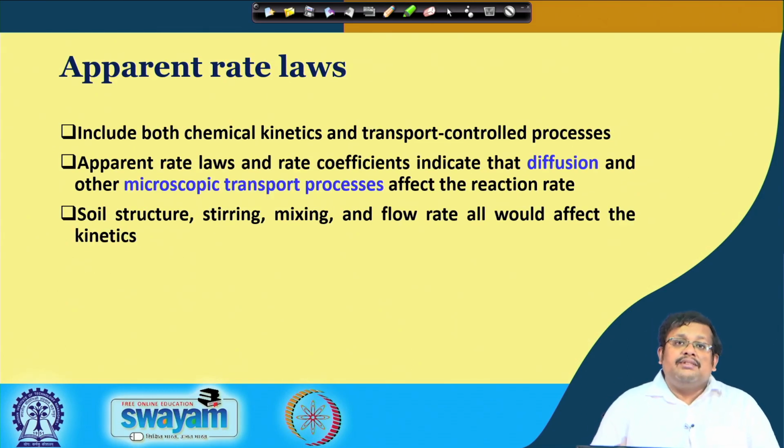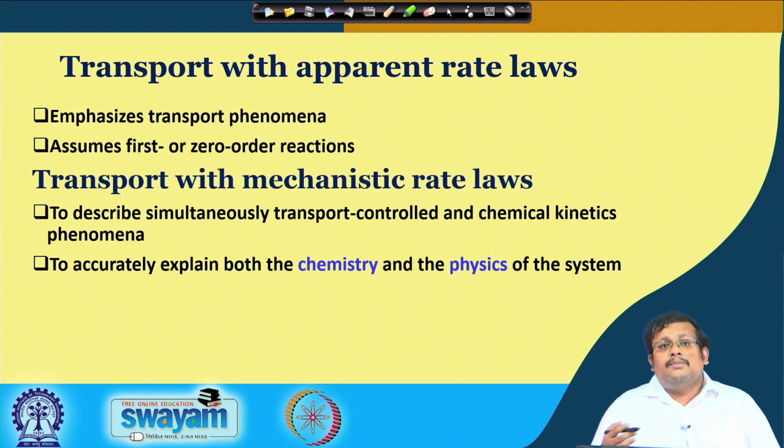The second type is the apparent rate law, where we consider both kinetics and transport control processes. The third one is transport with apparent rate laws, which emphasizes transport phenomena and assumes first or zero order reaction. What is a first order reaction, what is a zero order reaction, we will learn today. And the fourth one is transport with mechanistic rate laws, which can describe transport control and chemical kinetics phenomena simultaneously. It basically encompasses both chemistry and physics, a chemistry and physics based explanation of the total chemical system.